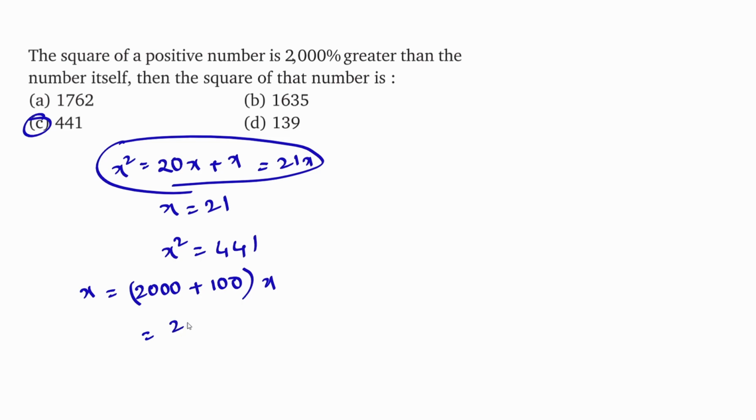That is, it's 2100% of that number, which is 21 times that number. Sorry, this should be x squared. So when you divide both sides by x, it is x equals 21, and hence x squared equals 441. We arrive at the same result.